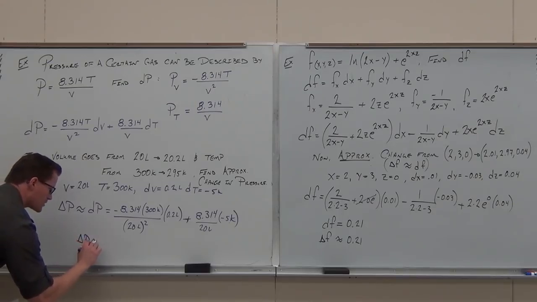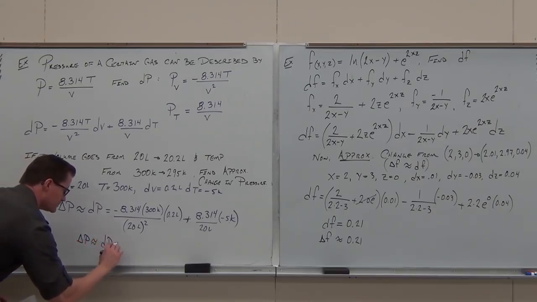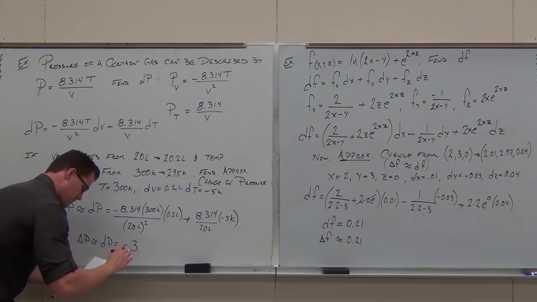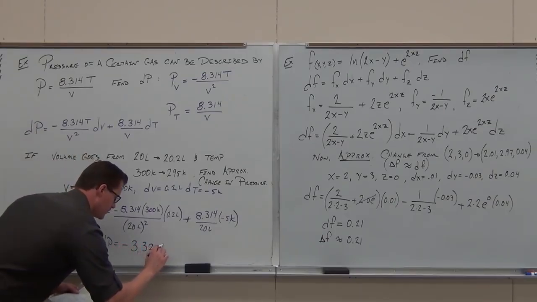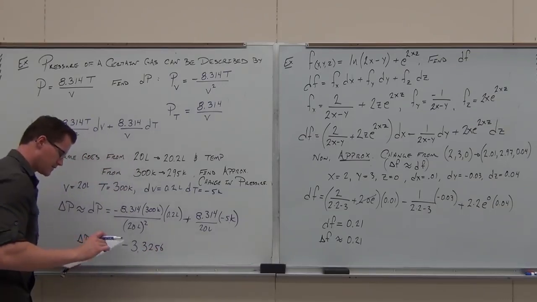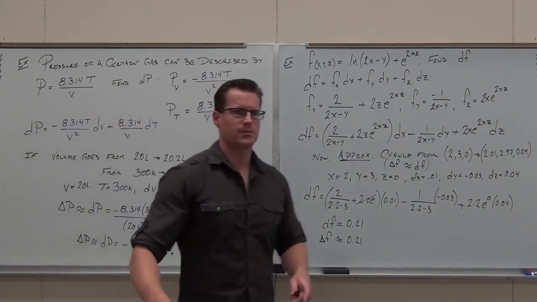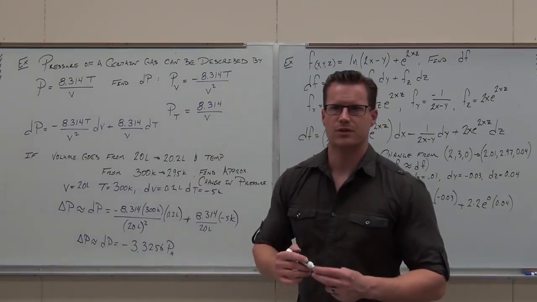So our actual pressure is approximated by the differential, which is -3.3256 pascals. It's a drop. It's a net drop in pressure.